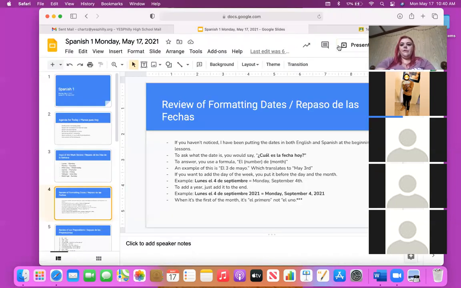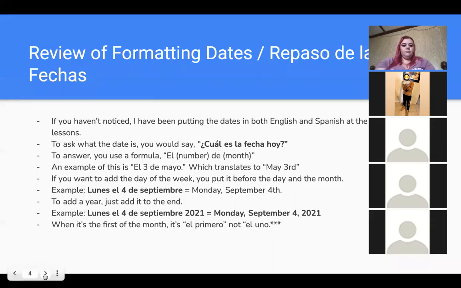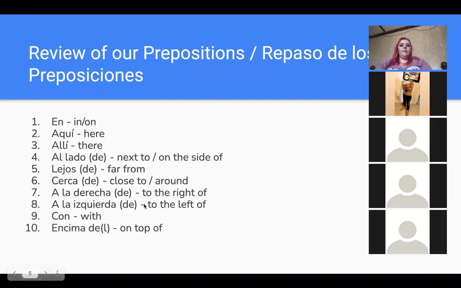All right. So we'll go back to our PowerPoint here. So just a review of the prepositions that we've gone over so far. We have en, which is in or on. Aquí is here. Allí is there. Al lado de is like next to or on the side of.